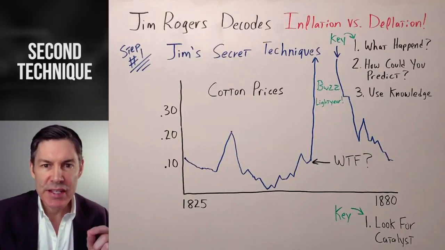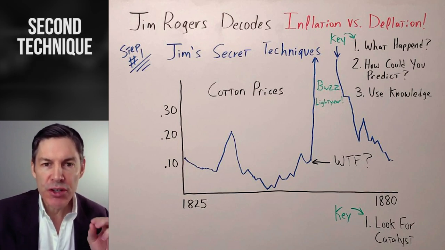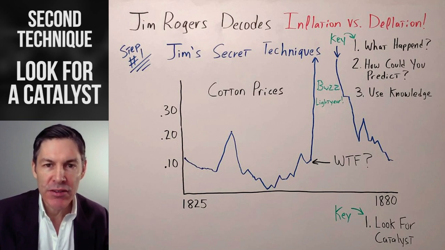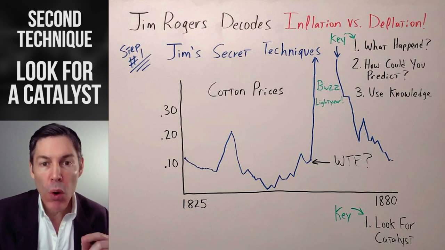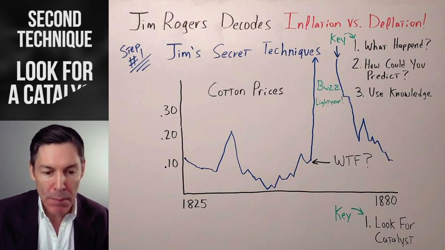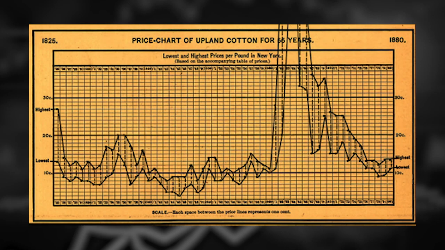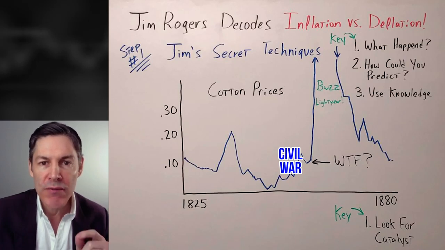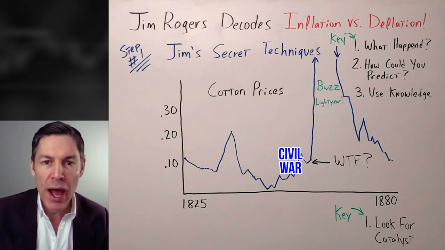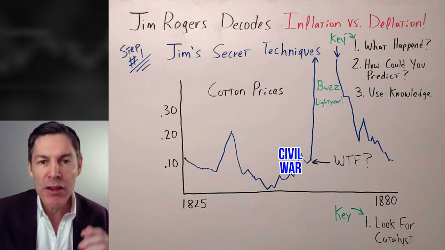So the second key technique to understanding when you should buy an asset or when you should sell is to look for a catalyst. Is there something significant that happened that will most likely drive the price up or drive the price down? Going back to our chart of cotton, what happened in 1860 that drove the prices literally off the charts? Of course, it was the Civil War. The South produced the majority of cotton for the United States. So when war broke out, supply plummeted and the prices went to infinity and beyond.